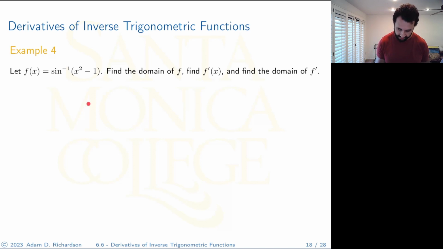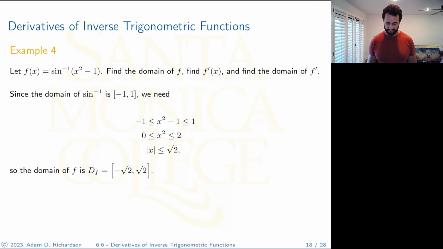So what we need is for this thing, x squared minus 1, to be between negative 1 and 1. The input of the arcsine function has to be between negative 1 and 1, and this is the input right there. Now we can add 1 to all sides, so we get this inequality. And then when we take the square root, we get this: absolute value of x is less than or equal to square root of 2.